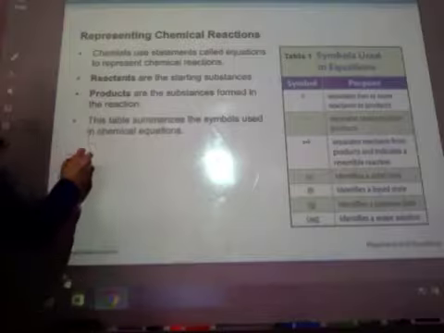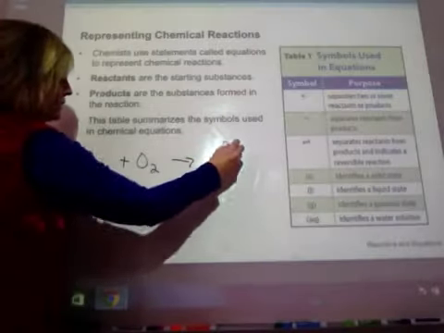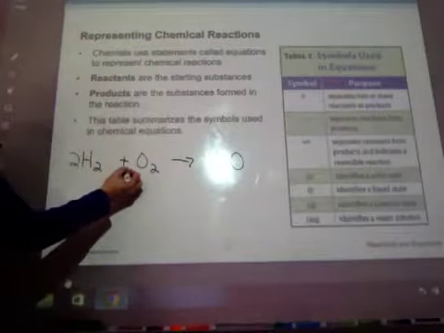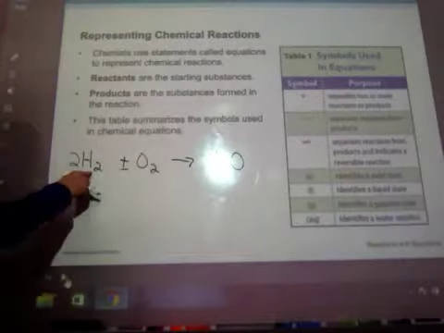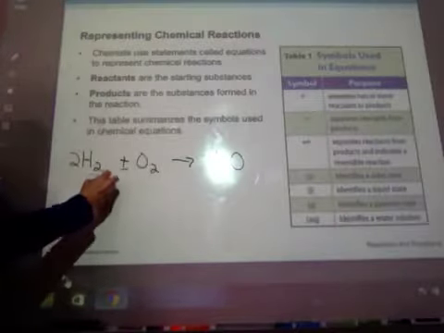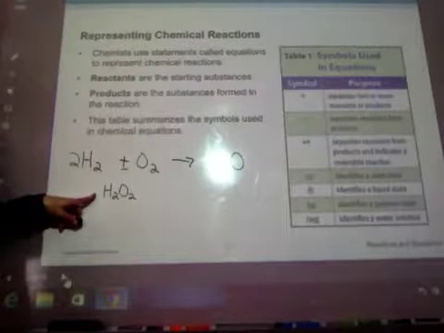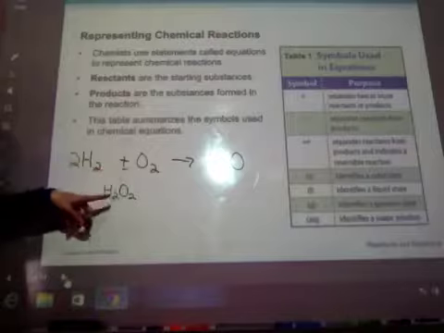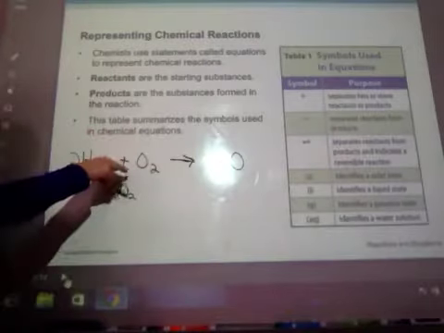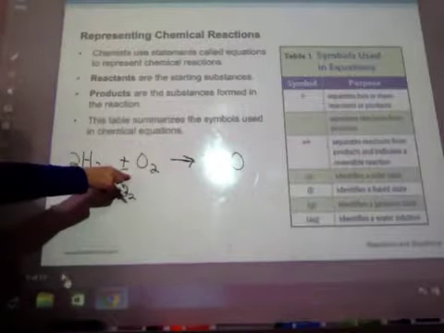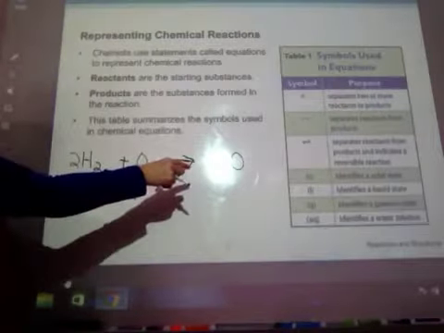So for example, if I have hydrogen and oxygen make water. The plus sign separates things that are different. So if I have hydrogen and oxygen, that's two separate things. If I have H2O2, that's peroxide, that's one thing by itself. So the plus sign separates things. The arrow is your divider that shows here's my reactants, and here's my product. So it separates your reactants from your products.